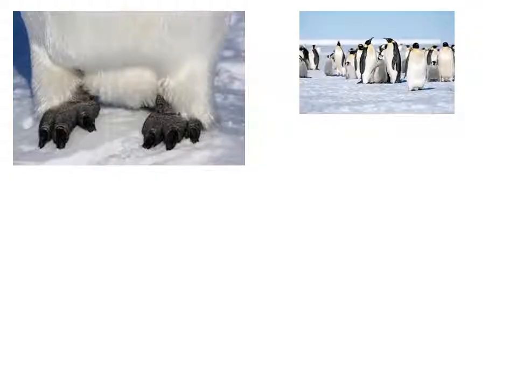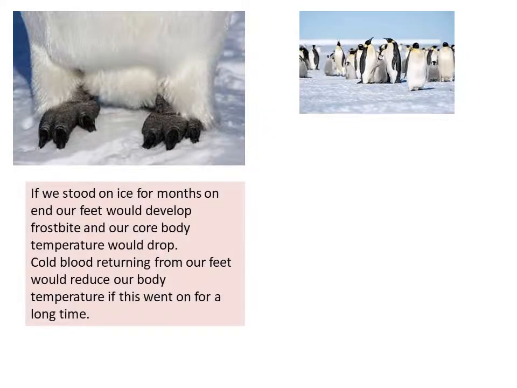Here's an interesting example. We've got penguins' feet. Now penguins spend most of their time standing on ice. If we stood on ice for months on end, our feet would get frostbite. But also, as the blood was flowing through our feet back up to our bodies, our core temperature would drop. That very cold blood coming from those feet would gradually cause, over time, a reduction in the core temperature inside the body. And if you kept doing that, eventually you would get cold.